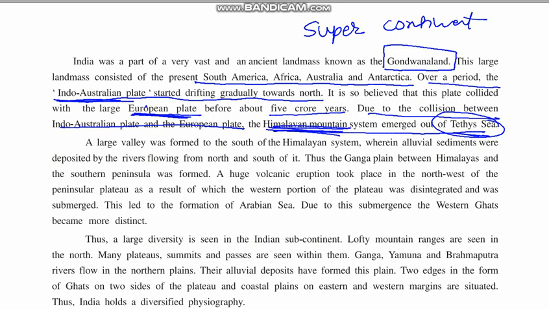So we can see that India is not a new country, it is a very old country, and this evolution of India started almost 5 crore years back.